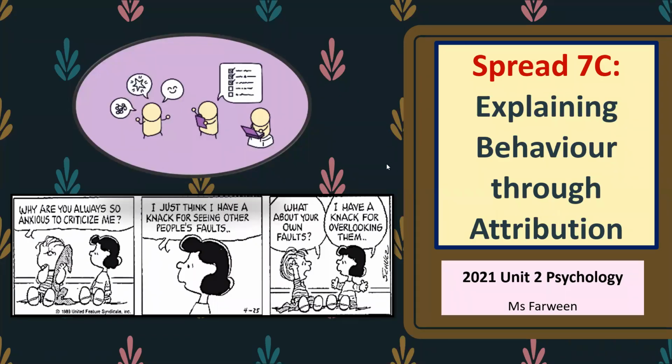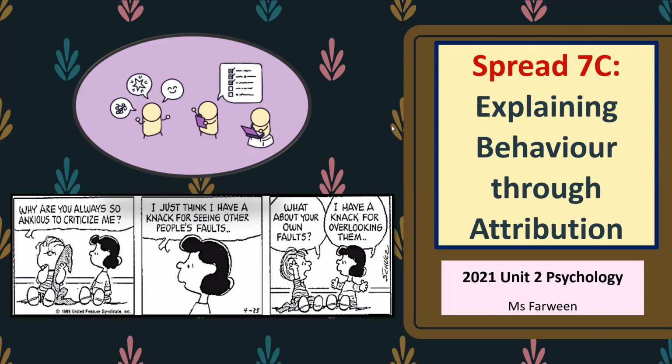So today what we're going to be doing, guys, is we're going to be going through 7C. And 7C is the last spread for chapter 7. So that'll finish the first half of the social psychology chapters in this unit for us. So in spread C, what we're doing is we're just going to further understand human behavior, further understand how we make judgments about people through this concept called attribution.